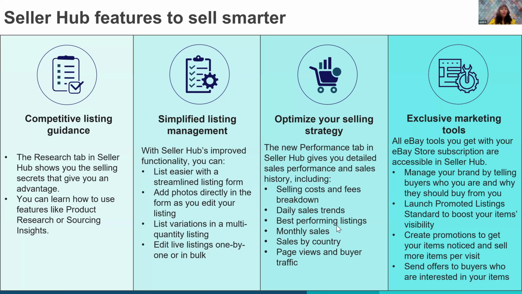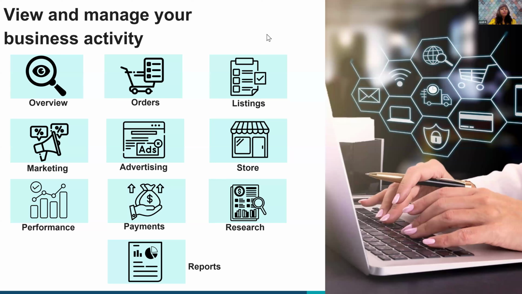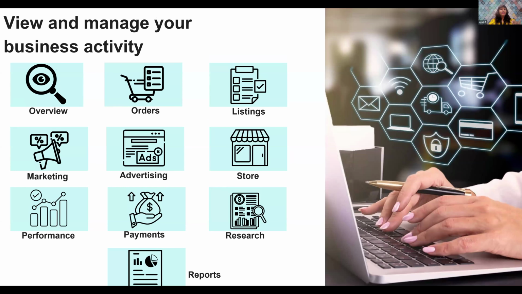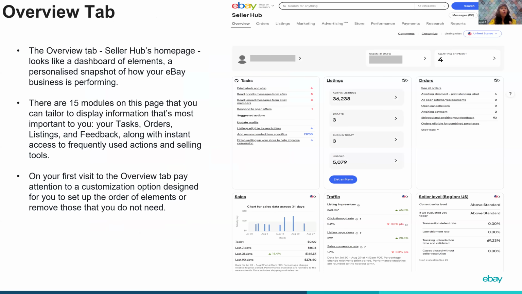Now, let's take an overview of the various tabs that are available under Seller Hub that help you manage your business operations. The various tabs that are available within Seller Hub are the Overview tab, Orders tab, Listings tab, Marketing tab, Advertising, Store tab, Performance, Payments, Research, and the Reports tab. So let's go ahead and have a peek into what exactly these tabs do and how they help you. So first and foremost, let's have a look at the Overview tab.